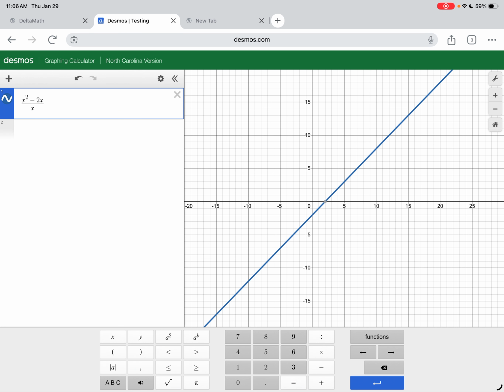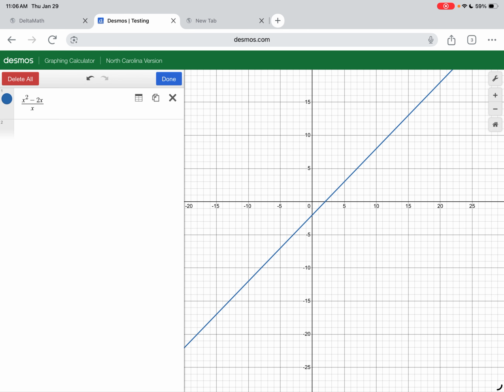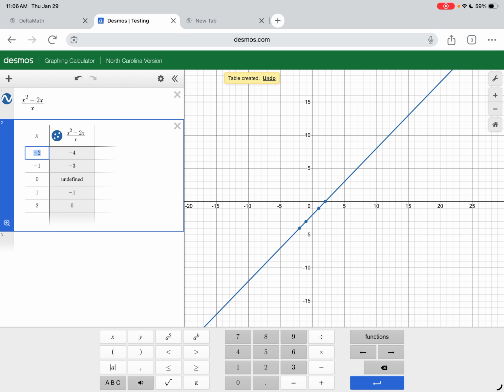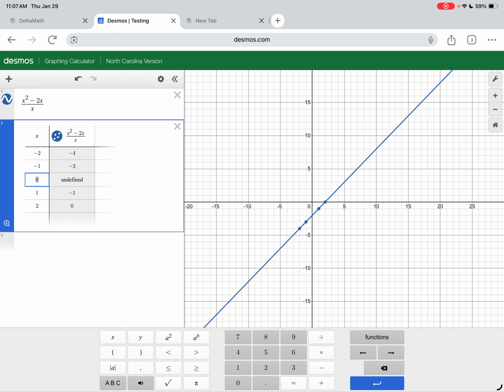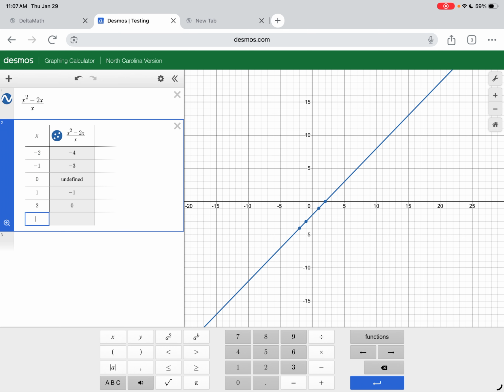Also in Desmos, if you go to the little setting option, once you put the equation in, you can hit the table. Now, this table right here will show you any value you want to know. So you can see at 0, it's undefined. I could find the value of 20 on that graph, and it's going to tell me it's 18. So you can find any value. It's just a matter of, okay, can I verify that it's undefined and there's a value missing?